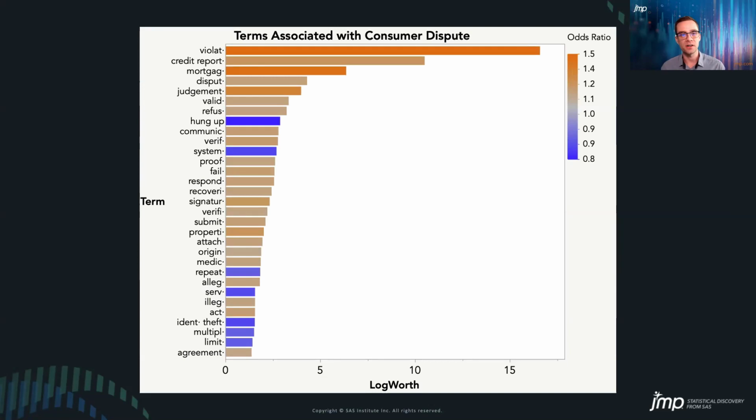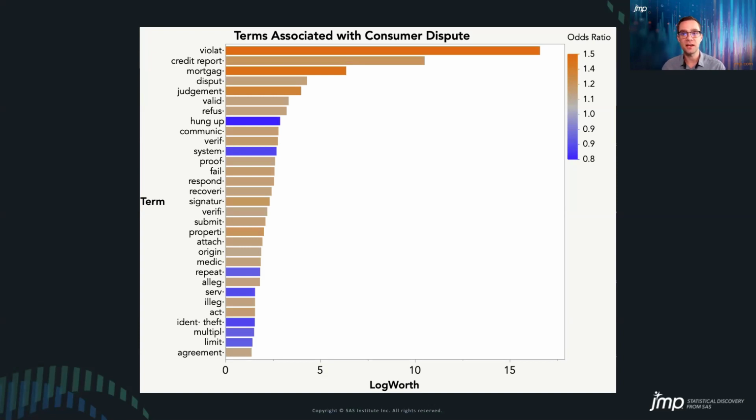So here I have a graph I've made of the results of doing a term selection analysis, where we have a collection of terms along the y-axis. On the x, we have the log worth, which is a measure of the strength of statistical evidence of the association. So this is actually ordered by log worth values. So at the top, we have violate, and you can see the little dot there. That actually shows that we've had stemming done here. So that violate means that that could be violate, violated, violation, and so forth.